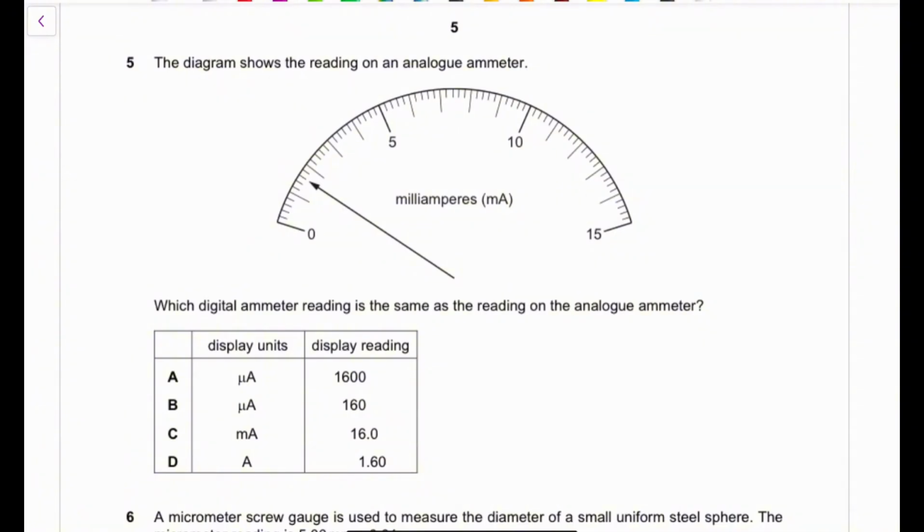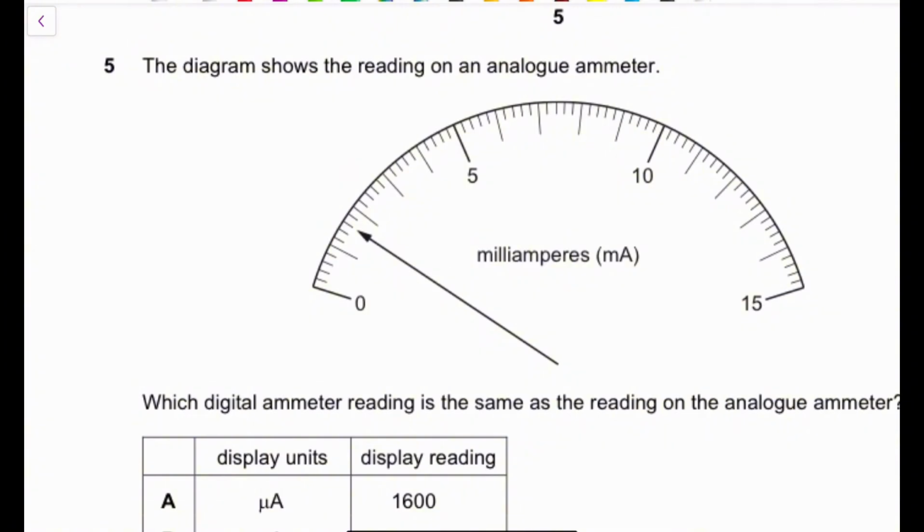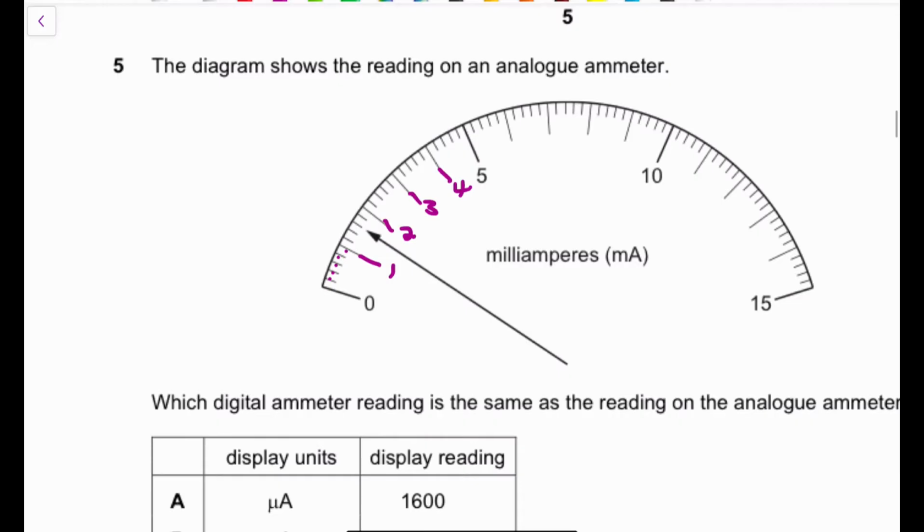Okay, so we're given that ammeter, and we've been asked to find the digital ammeter reading that corresponds to what we have been given above. If we look here, this is 0, this is 1, this is 2, this is 3, and this is 4, then we go to 5. What does it mean? It means that we have 5 increments, and they all have a value of 1. So if 5 increments have a value of 1, 1 increment should have a value of 0.2. So if you are here, this is going to be 1.2, 1.4, 1.6. So this is going to have a value of 1.6, but it's going to be milliamps.